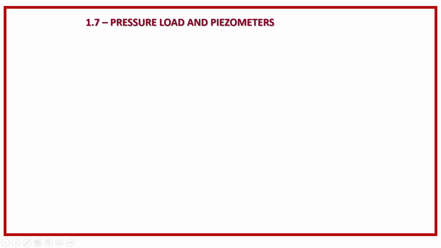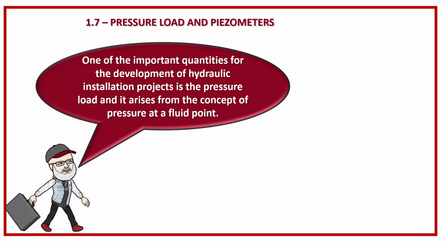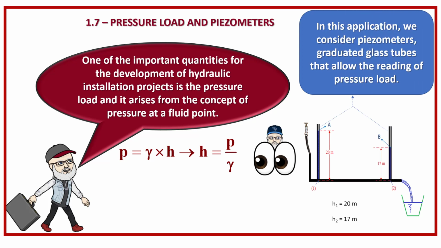Pressure head and piezometers. We define the pressure head as the relationship between the static pressure in the section, P, and the specific weight of the fluid considered, gamma. In this application, we consider piezometers, graduated glass tubes that allow the reading of pressure head. In section 1, we observe a pressure head of 20 meters and in section 2, 17 meters.